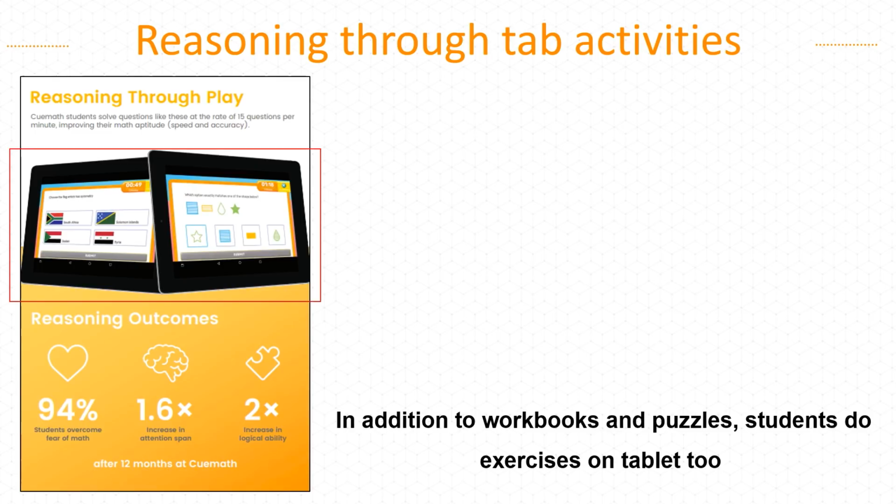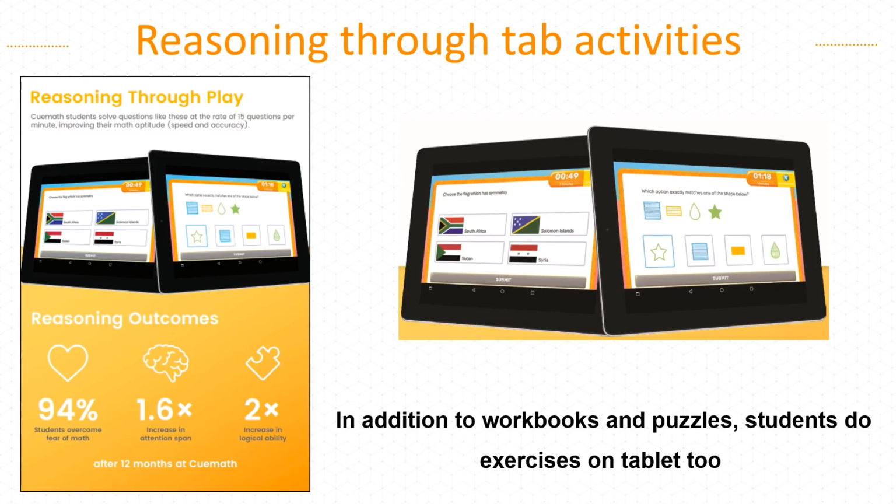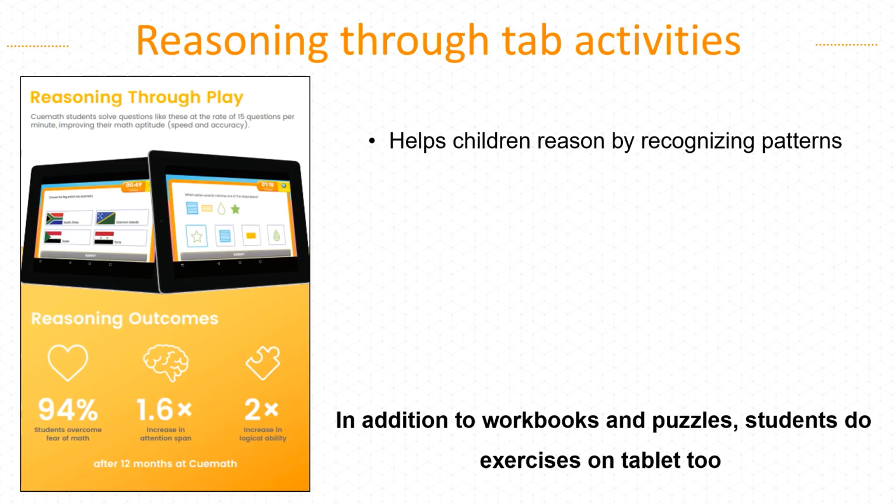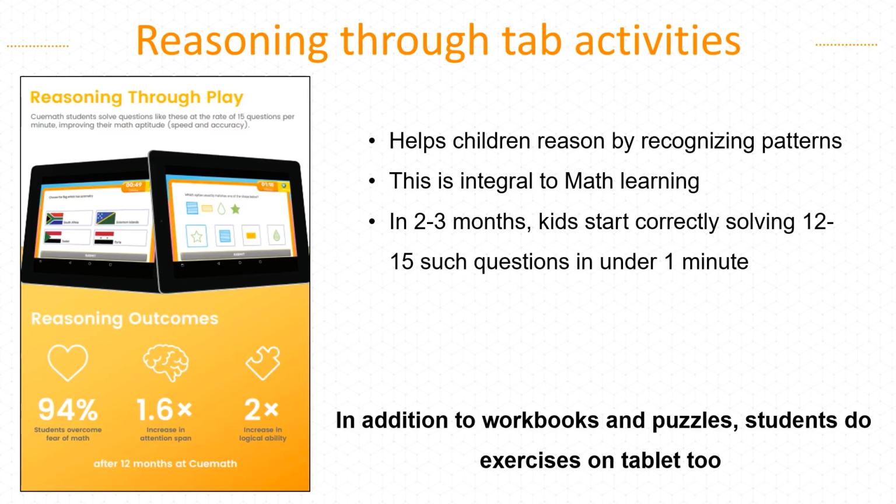Be sure to point out that these questions don't seem like math at all, very different from the classical definition of math. These questions ask children to spot patterns before giving them definitions. The first question asks children to identify symmetry in flags, while the second question allows them to categorize and look for properties in shapes. This approach helps children reason by recognizing patterns, so this approach is integral to math learning. With consistent effort for 2 to 3 months, kids start solving 12 to 15 such questions in under 1 minute.